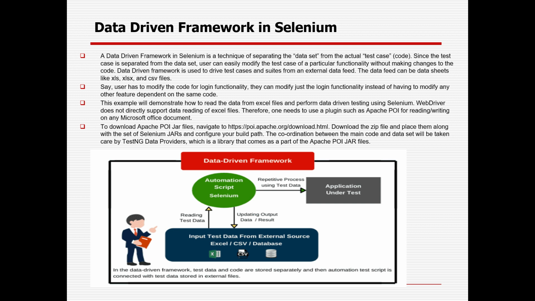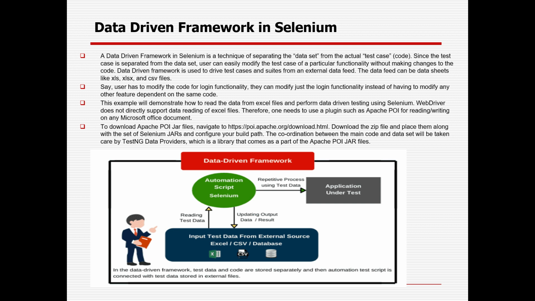In case you need to change your data, you will update it there. So in a data-driven framework, test data and code are stored separately, and the automation tests are kept connected with the test data. It can be stored in an external file, primarily an Excel file, but a few projects use a database. That may be a big story, but yeah, most projects, 90 to 95%, use Excel-driven data-driven testing only.